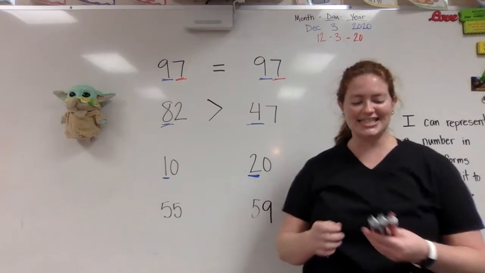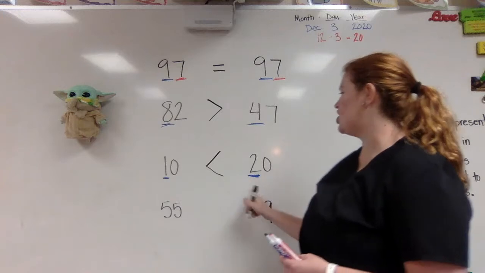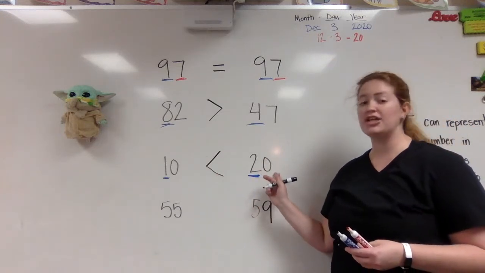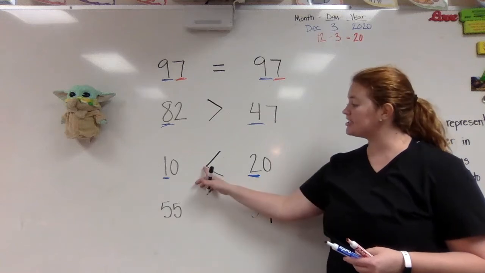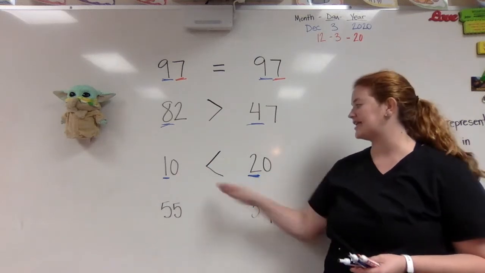I need the less than symbol. 10 is less than 20. I have the wider part opening to the bigger number and the smaller point towards the smaller number. 10 is less than 20.